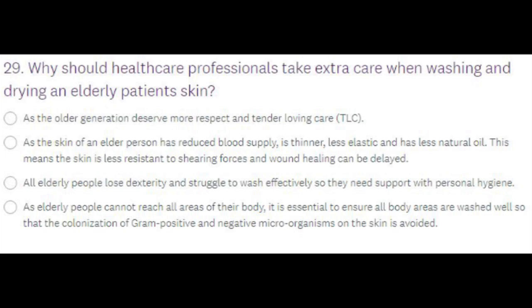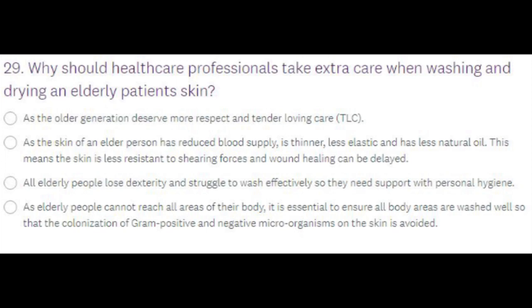Option C, all elderly people lose dexterity and struggle to wash effectively, so they need support with personal hygiene. Option D, as elderly people cannot reach all areas of their body, it is essential to ensure all body parts are washed well so that the colonization of gram-positive and negative microorganisms on the skin is avoided.